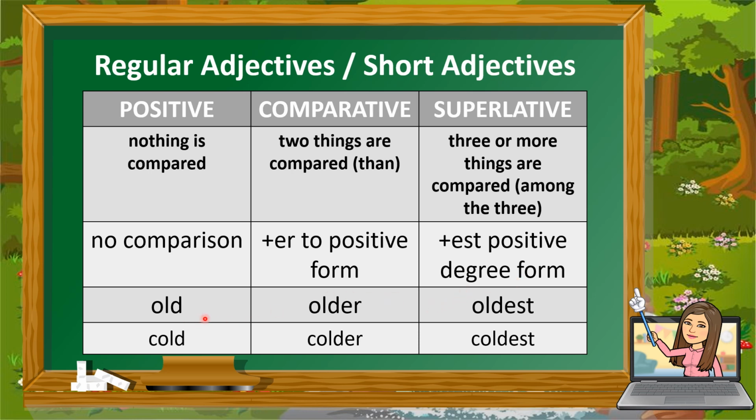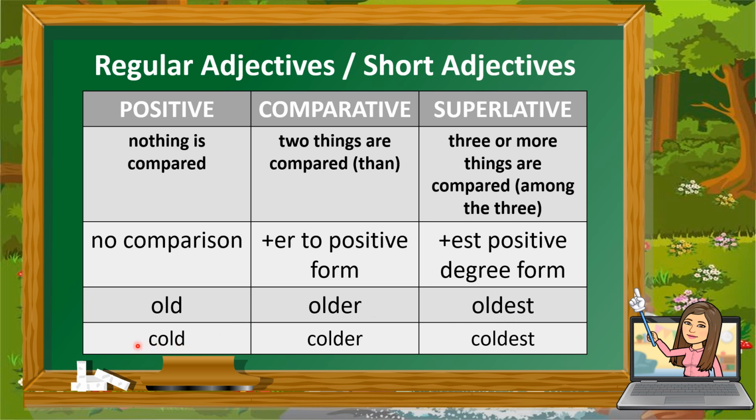Okay, so example, old. So in old, you're not going to add anything. Okay, so since it is under positive degree. Next one, in comparative degree, you are going to add er at the end of the positive form. So from old plus er, so it will become older. Alright? So in superlative degree, you are going to add est. So from positive degree old, it will become oldest.